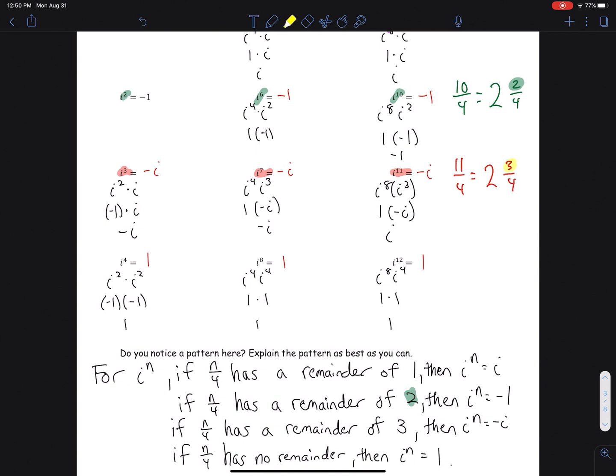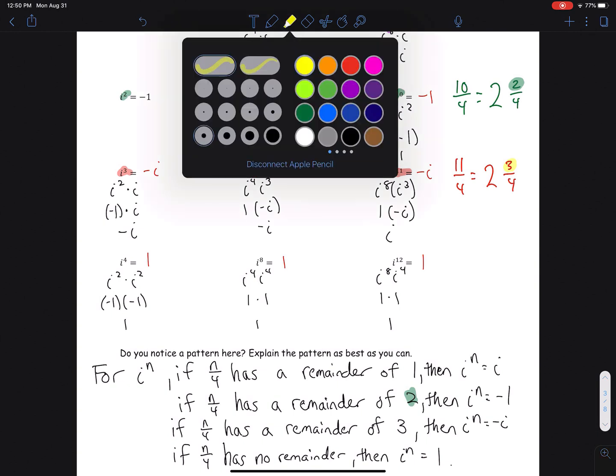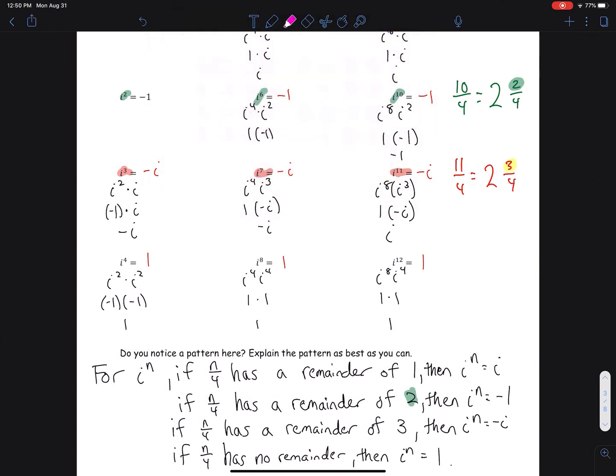And finally, when you divide the power by 4, and you get no remainder, so when the power is a multiple of 4, i to the n power simplifies to 1. So that's the best way to explain the pattern. You might have said something very similar, and it could be correct. But I would make sure you guys write this part down. So let's go to the next page.